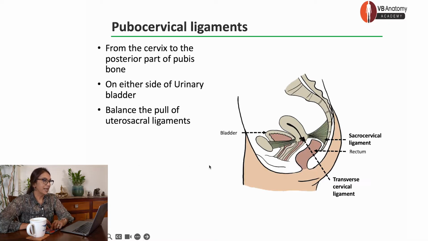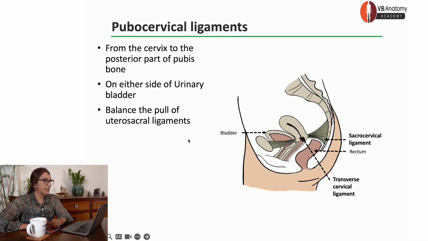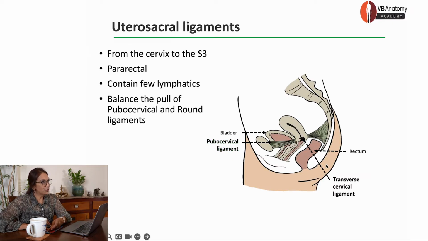So pubocervical extends from the cervix forwards onto the pubis, having a pathway which is on either side of the urethra and the urinary bladder. Its pull is balanced back by the uterosacral ligaments. These are uterosacral ligaments which counter the pull of the pubocervical ligament. So uterosacral ligaments from the cervix on either side of vagina, they go and get attached to S3 segment or third sacral segment. Okay, they balance the pull of the pubocervical and round ligament of uterus. That's the uterosacral ligament. Right.